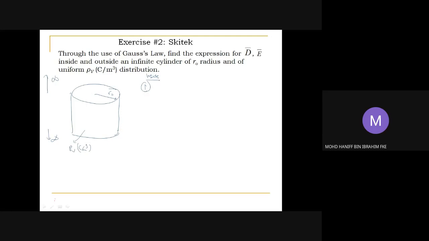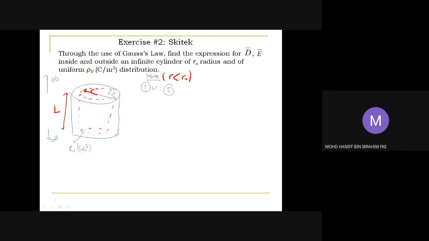The first step is to draw the Gaussian surface. As I mentioned before, you have to use a cylindrical structure as a Gaussian surface here. The Gaussian is chosen to have a radius of r, and the length, or height, of the Gaussian is L. For the inside region, you have the variable r, where r is less than r naught. Any point within the r naught radius, that should be the r. Okay, so you have sketched the Gaussian surface.